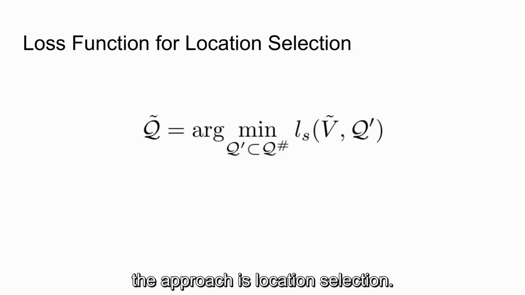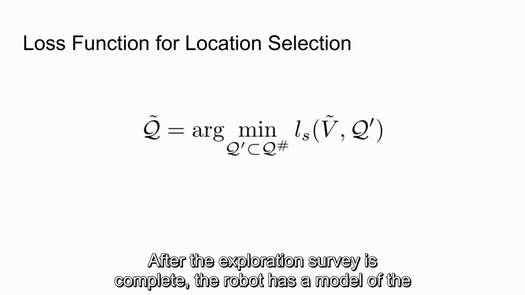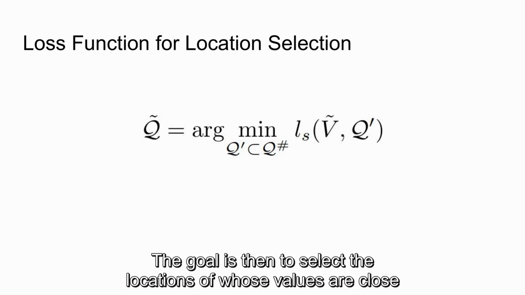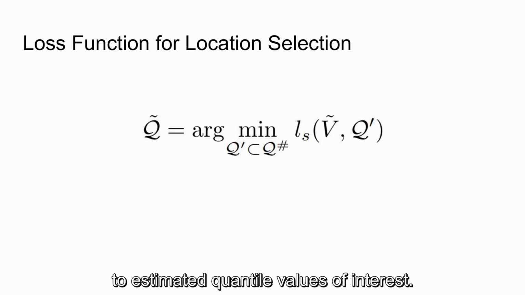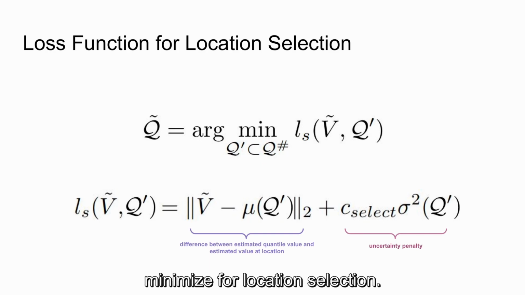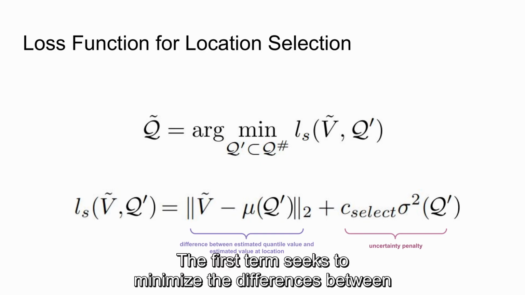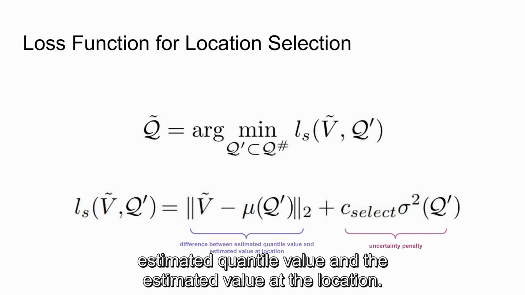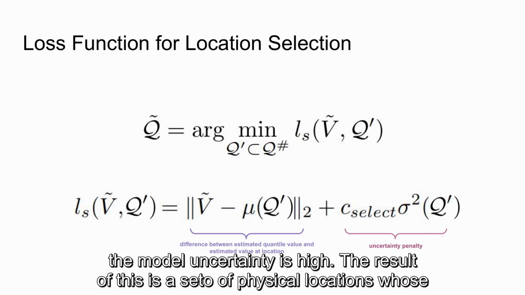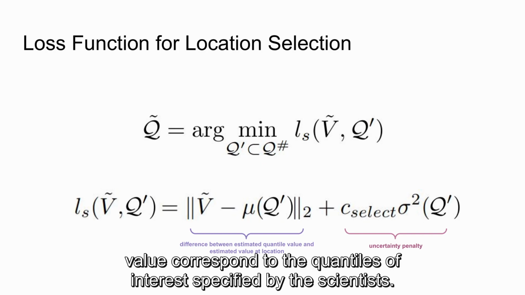The second phase of the approach is location selection. After the exploration survey is complete, the robot has a model of the environment and estimated quantile values. The goal is then to select the locations whose values are closest to the estimated quantile values of interest. To this end, we propose the following loss function, which we minimize for location selection. The first term seeks to minimize the differences between the estimated quantile value and the estimated value of the location, while the second term introduces a penalty for seeking locations where the model uncertainty is high. The result is a set of physical locations whose values correspond to the quantiles of interest specified by the scientists.